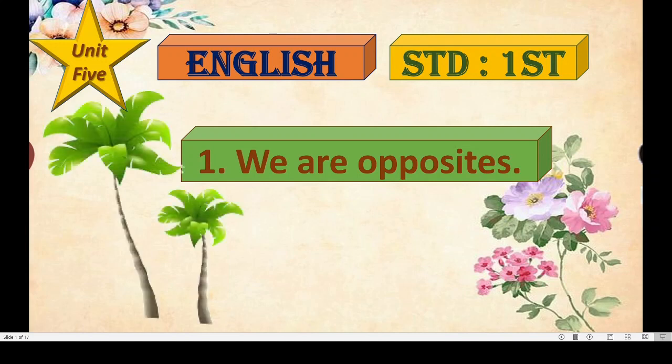See one more thing. Here you can see two coconut trees. One is tall and the other is short. They are opposite. For the students, things which are totally different from each other are called opposites. They are totally different from each other. For this, they are called opposites. We will go through this poem now.